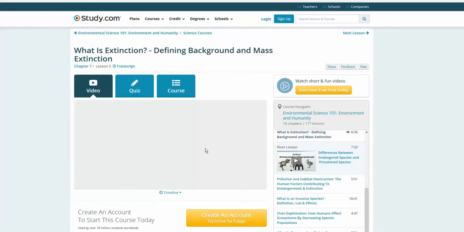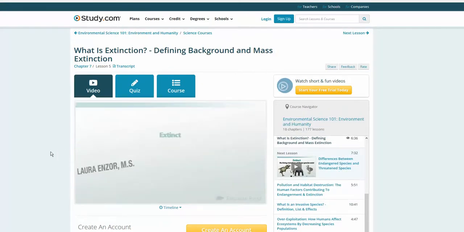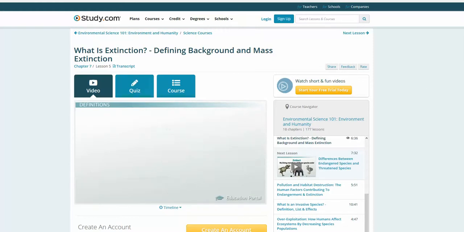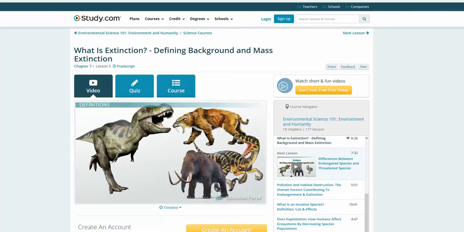What is extinction? To say that an organism is extinct means that it no longer exists anywhere on the planet. When we hear the word extinct, the first thing that springs to mind are animals that existed millions of years ago that we have never seen, such as the dinosaurs, saber-toothed tigers, the woolly mammoth.